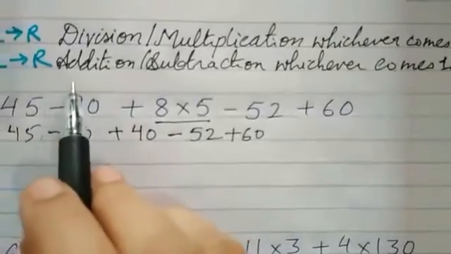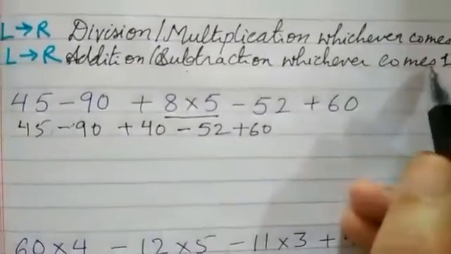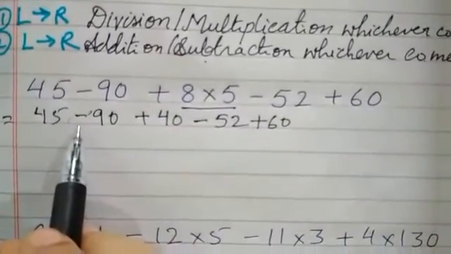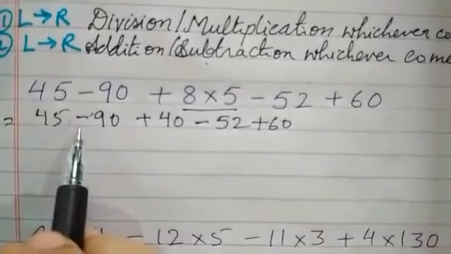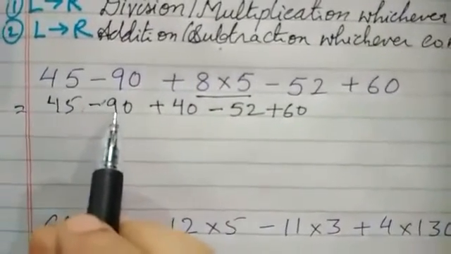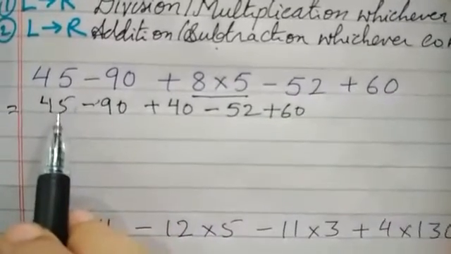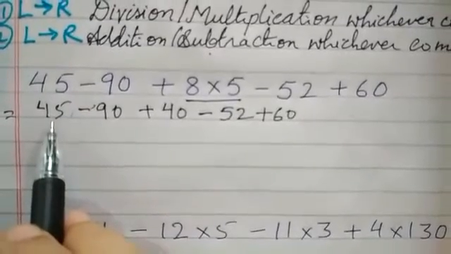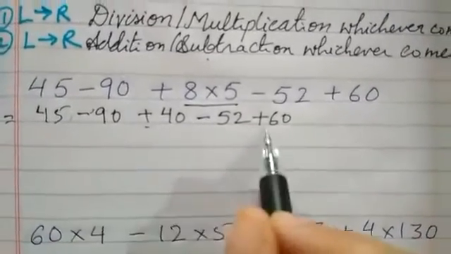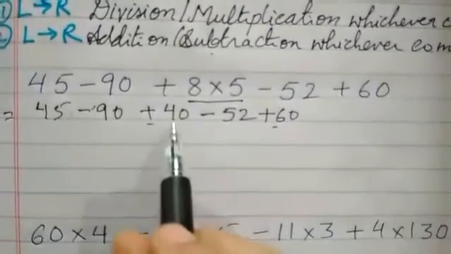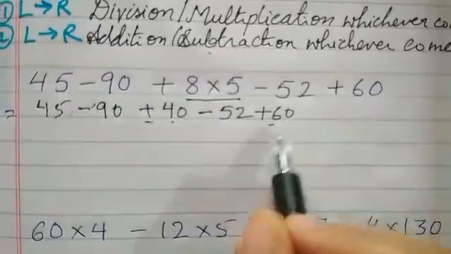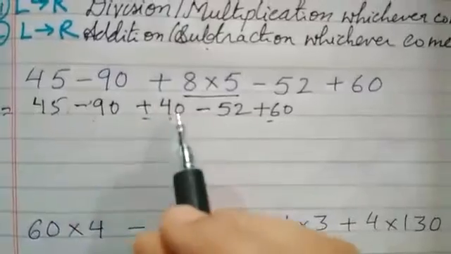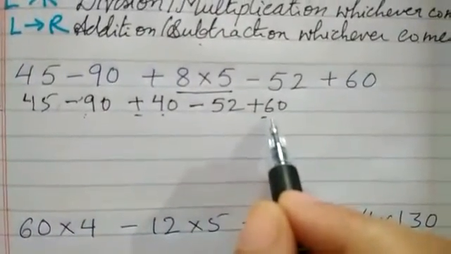Now we follow addition or subtraction, whichever comes first. Here we can see the subtraction sign first, but 90 is bigger than 45. It is not possible to subtract a bigger number from a smaller number. So what will we do? We know there are other addition signs too. This number 40 is coming inside, 60 is coming inside, 90 is going out. Subtraction means giving away, and addition means taking inside.